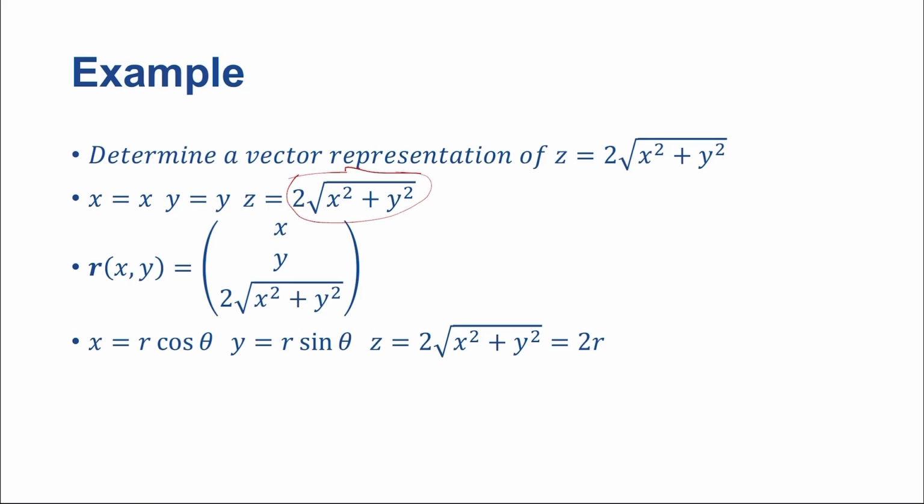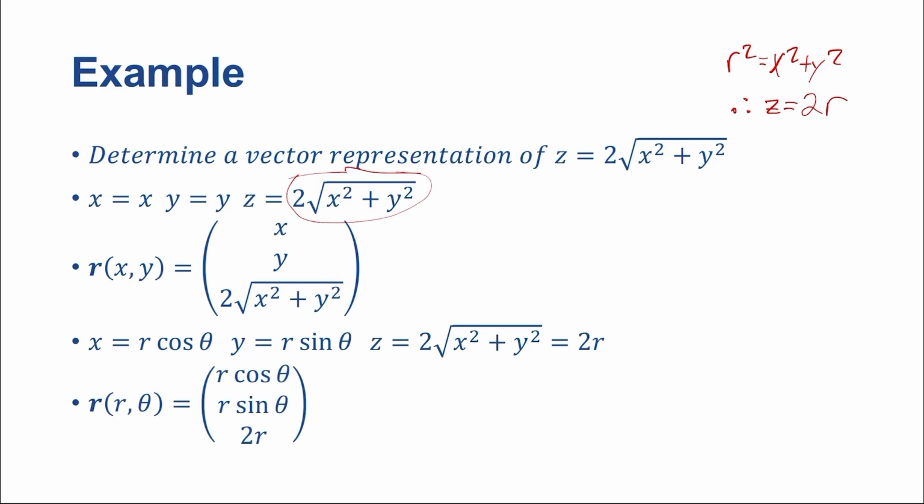And z is equal to 2 times the square root of x squared plus y squared, but we define that r squared equals x squared plus y squared. So therefore, we can say that z is equal to 2 times r. Okay? So now we have an r theta parameterization for this. So we can say that r of r and theta is equal to r cosine theta, r sine theta, and 2r. Okay, that also makes things pretty simple.